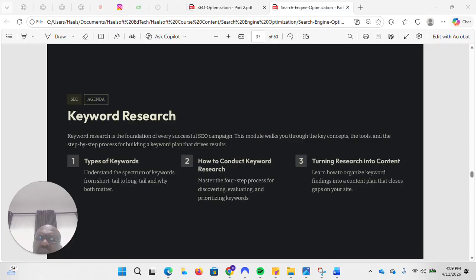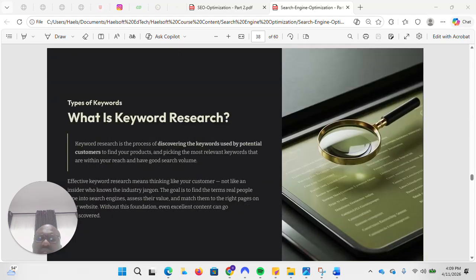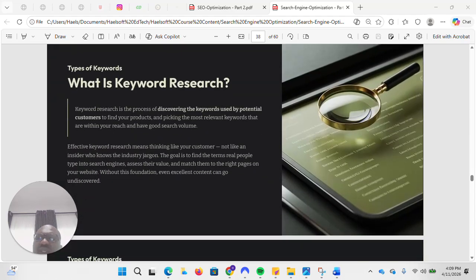objectives. So we have types of keywords, how to conduct keyword research, and turning keyword research into content. Every keyword research that you are going to be implementing, there's need for you to turn it into a very powerful content plan. So what is keyword research?